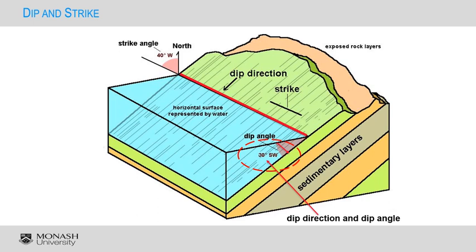We also want to describe the direction in which the rock layer is tilted. The compass direction relative to the north is given by strike. In this example, the strike is described in terms of direction such as 40 degrees from north.